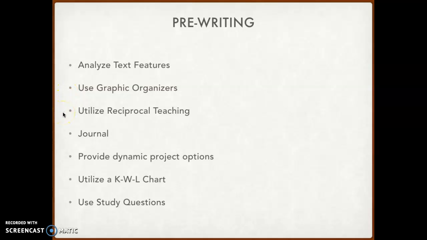Utilize reciprocal teaching, have students teach each other so that they fully understand the text before writing. Journal. This is getting students into automatic writing, getting them more familiar with the topics. Provide dynamic project options. So maybe it's not always writing a response essay. Maybe it's doing a presentation, making a quiz for others, something like that.